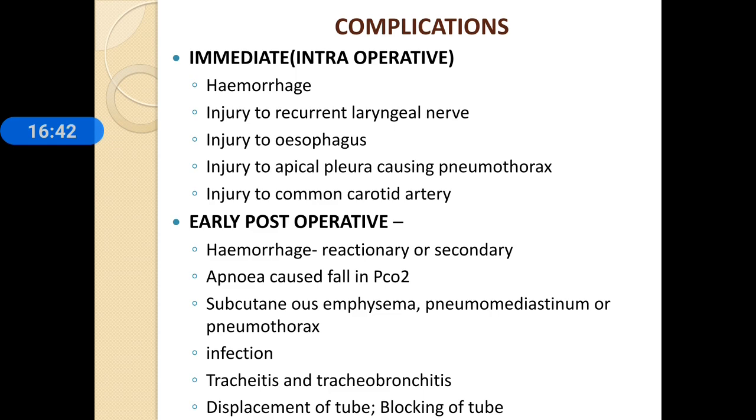So what are the complications with the tracheostomy? The immediate or intraoperative complications are hemorrhage or bleeding, injury to the esophagus, injury to the recurrent laryngeal nerve, injury to the apical pleura, which is right close to that area and can result in pneumothorax, and injury to the common carotid artery. So all the vital structures can undergo injury during surgery.